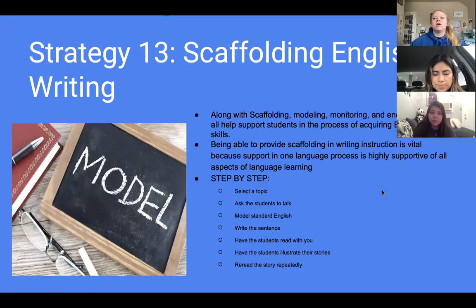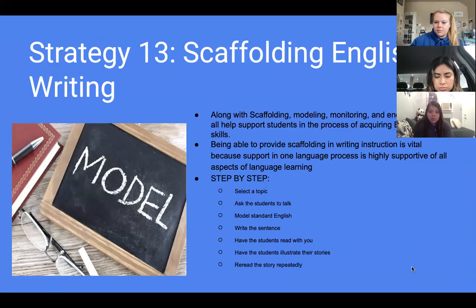Strategy 13 is scaffolding English writing. Along with scaffolding, modeling, monitoring, and encouragement all help support students in the process of acquiring English writing skills. Being able to provide scaffolding and writing instruction is vital, because support in one language process is highly supportive of all aspects of language learning.